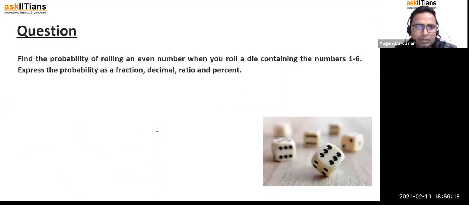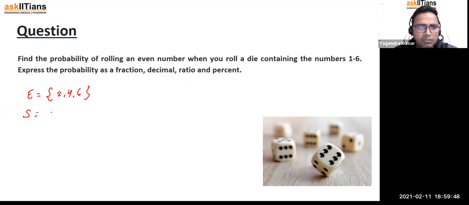Find the probability of rolling an even number when you roll a die containing the numbers 1 to 6. Express the probability as a fraction, decimal, ratio, and percent, right? So we want to find the even numbers. How many even numbers are there? E is the event, right? So it is 2, 4, and 6.